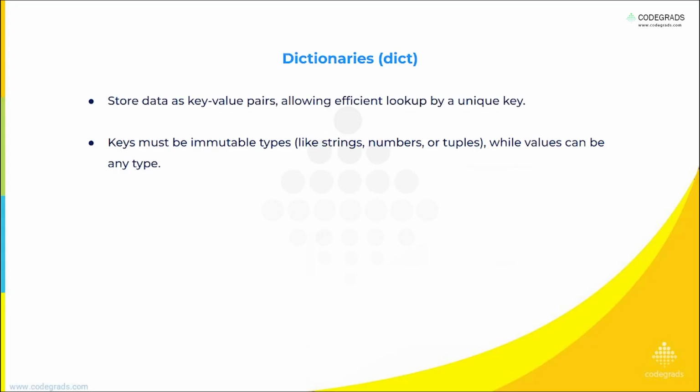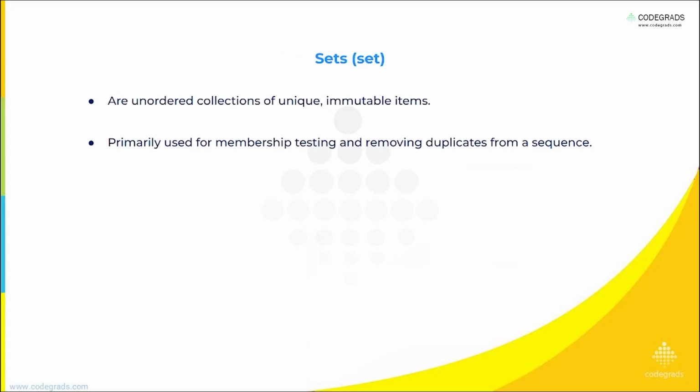After the comma, I will assign a key, age. After the colon, I will give the value as 30. So we have two key-value pairs in the person variable. That is dictionary. Next we have set.